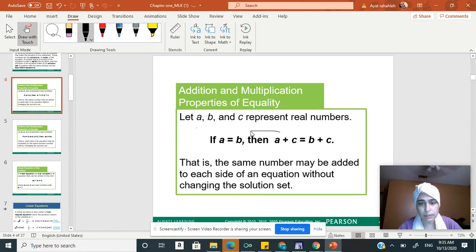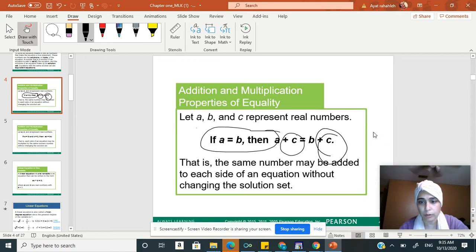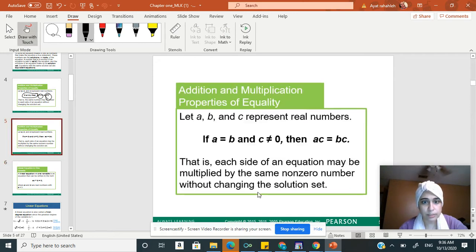As you can see here, this is just basic addition and properties of equality. If A equals B, then whatever you do on one side, you have to do on the other side. That's a rule we all know in math: the equal sign separates two items, so if you're balancing something, you have to do the same thing on both sides. That's basic algebra, and I'm just going to go over some of that.